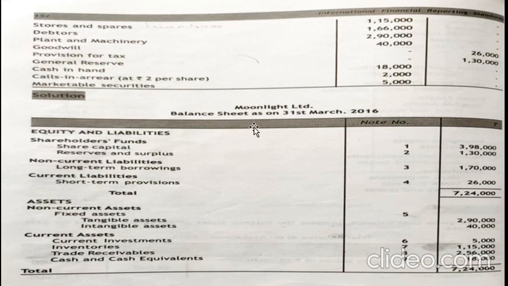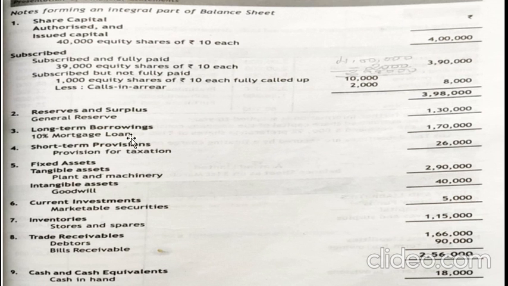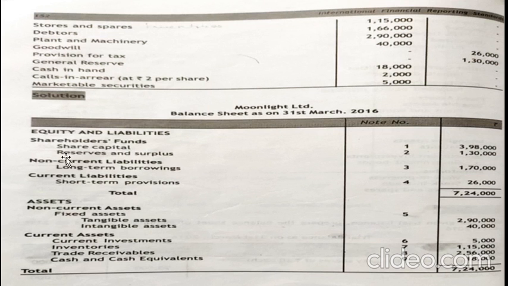Moonlight Limited balance sheet as on 31st March 2016, equity and liabilities. Under shareholders' funds we have share capital. As per the working note, we will be getting 3,98,000. Please mention working note 1, 3,98,000. Next is reserves and surplus under shareholders' funds. The working note gave you 1,30,000, so we will be taking reserves and surplus, working note 2, 1,30,000.